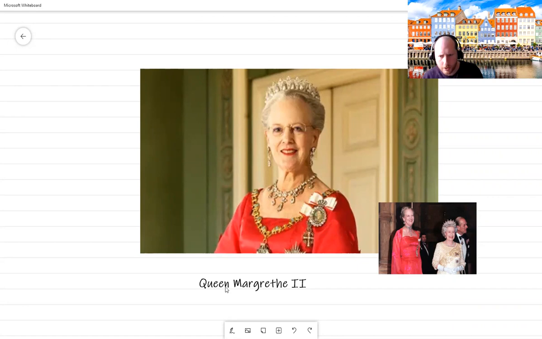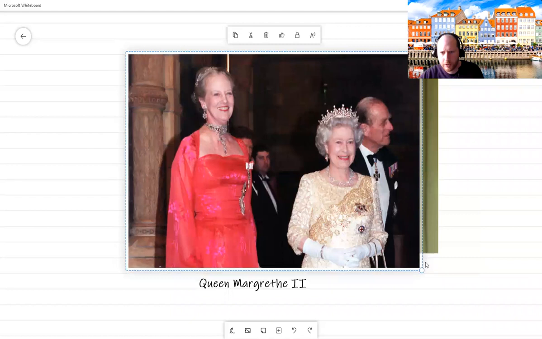Whereas the Prime Minister is doing all the leading of the country and all of the law making and coming up with the policy, the Queen in Denmark is much like our own. In fact, I found this picture of the Queen of Denmark with the Queen of England. Unfortunately, the Queen of Denmark rather overshadows our Queen in terms of height. I don't know. Maybe we can be charitable and say that our queen is kneeling down, but I don't think she is.